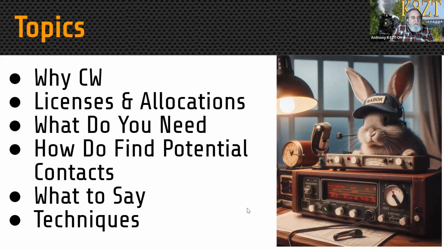Some of the topics we'll talk about: why would you use CW? What type of allocations do you have with different licenses for the CW bands? What do you need? How do you find potential contacts? What to say? And some techniques. This is very similar to the talk I did a couple months ago on getting started with HF single sideband.